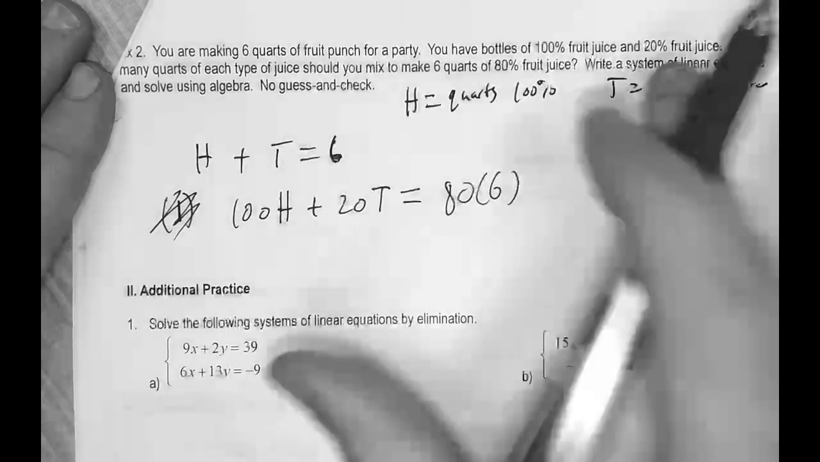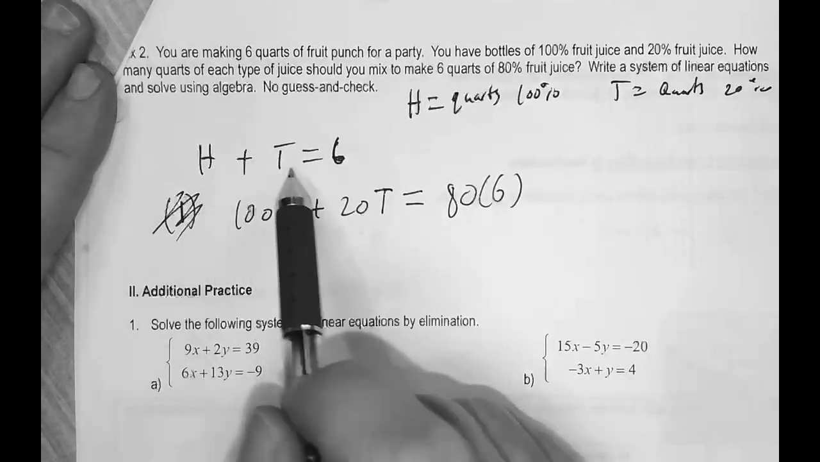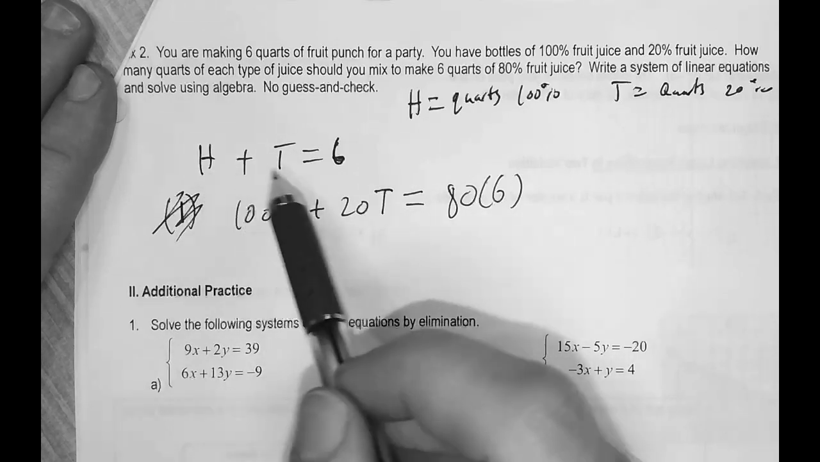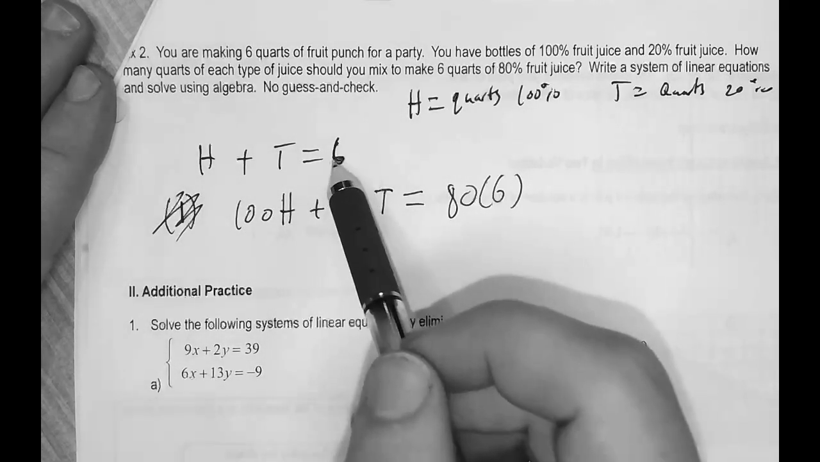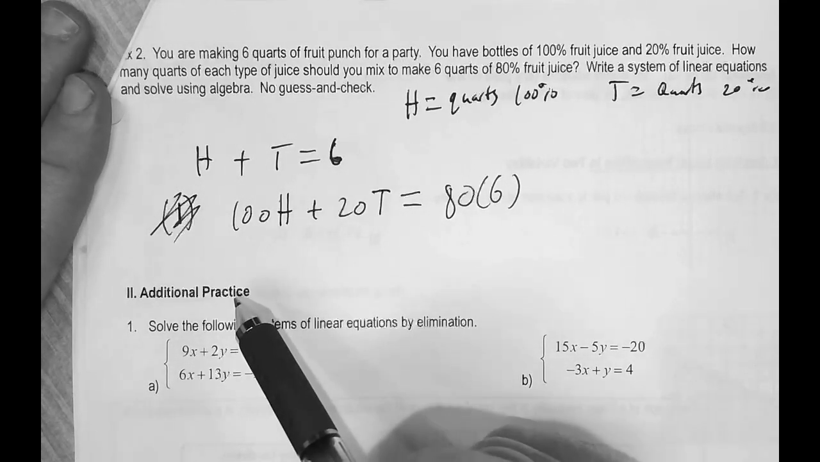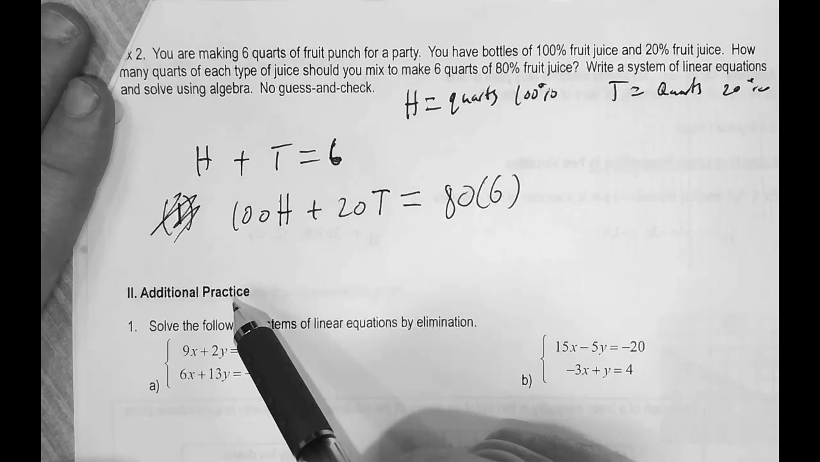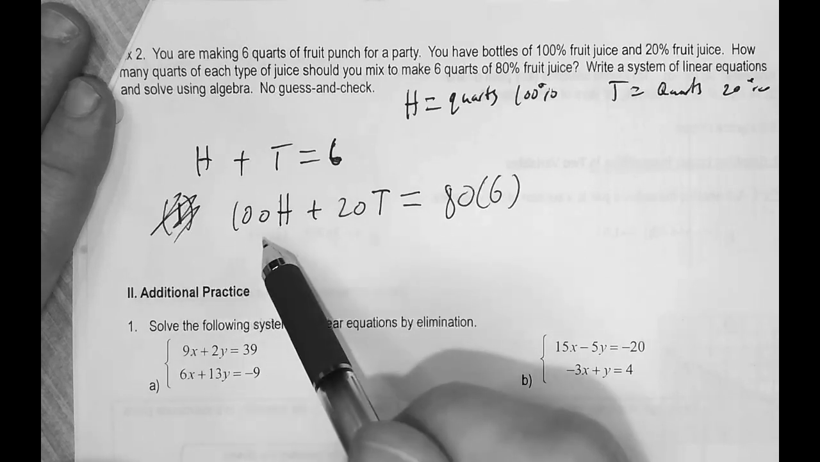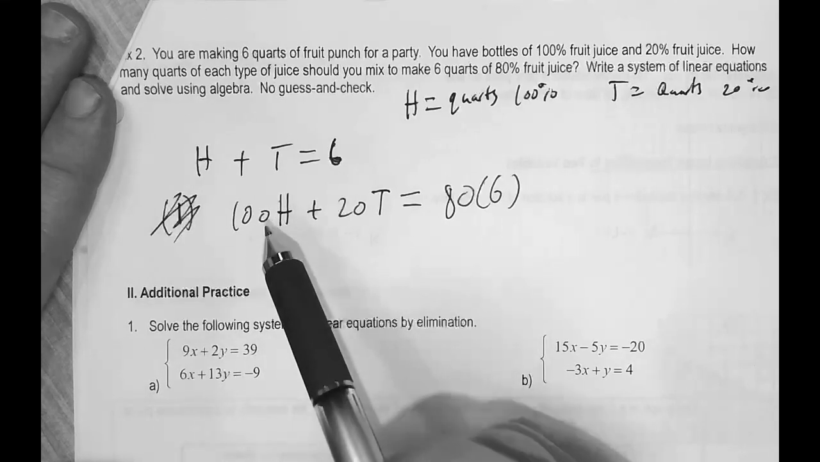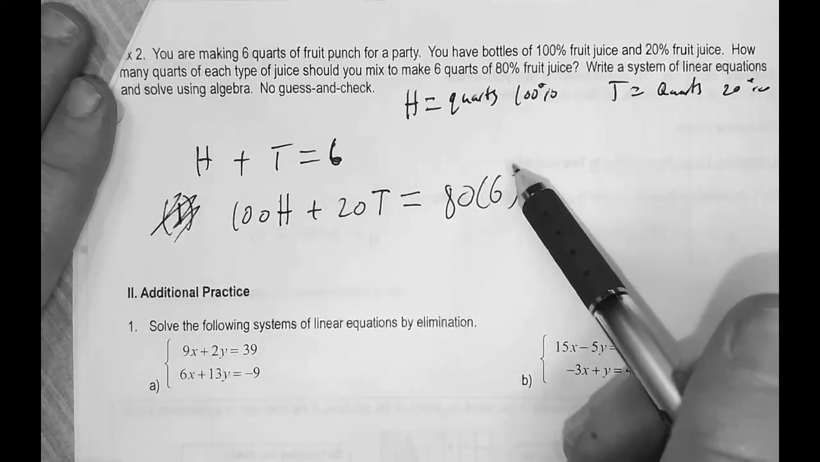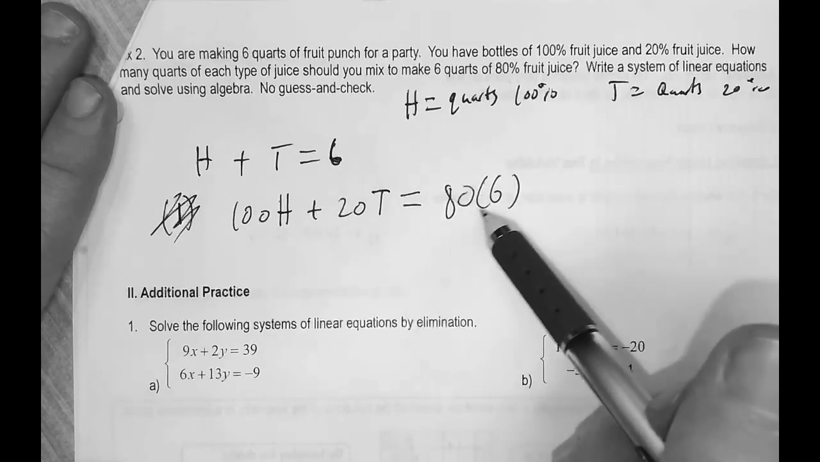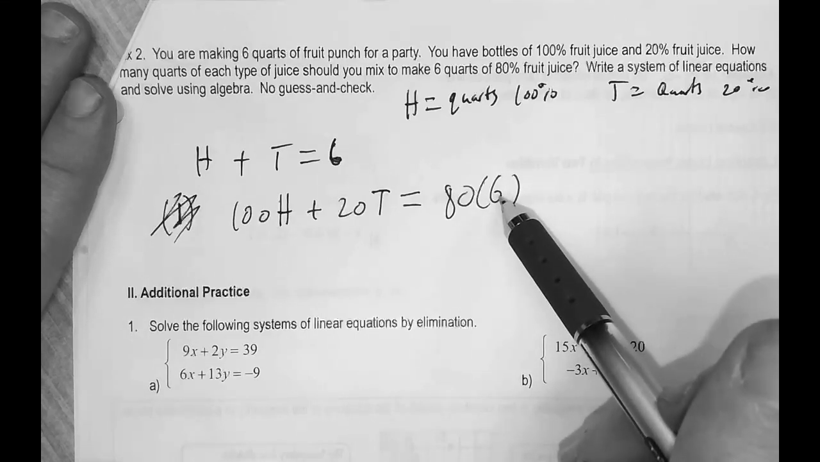Okay, so let's just make sure this makes sense here. H plus T is 6, right? There's 6 quarts, so the quarts of 100% juice plus the quarts of 20% juice has to equal 6 quarts. That makes sense, right? Then down here below, it's kind of like a GPA kind of question. You can think of it like that. It's like, well, the amount that we add needs to be true that this value over here on the right is 80% of that fruit juice, right?